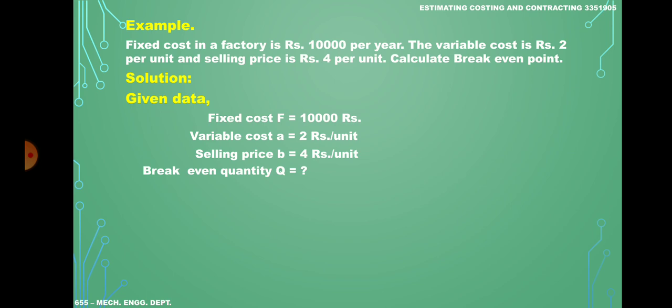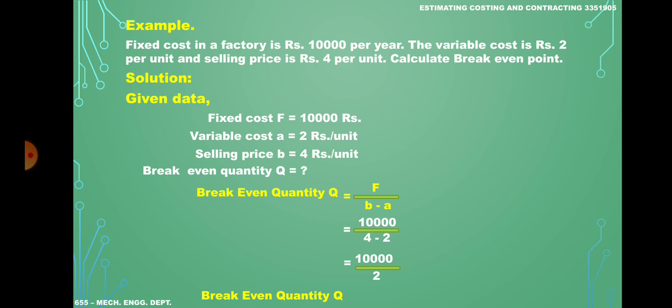What is the equation of break-even quantity? We have break-even quantity Q equals F divided by B minus A. So what is the value of F? 10,000 rupees. And what is the value of B minus A? 4 minus 2. So the equation becomes 10,000 divided by 2. So the break-even quantity Q equals 5,000 units.